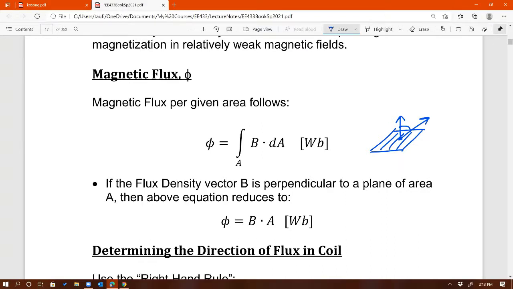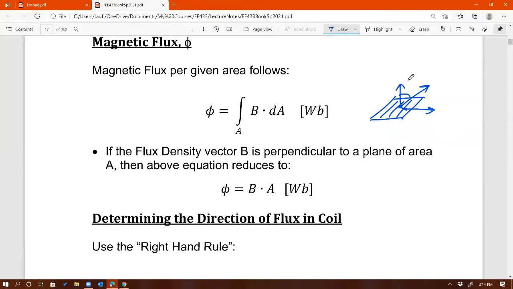Just like the field intensity with the current carrying conductor, the maximum strength happens when the angle is 90 degrees. So the maximum flux can be produced if the flux density and the area vector are perpendicular, 90 degrees. In that case, the amount of flux that flows through this area is equal to B times A. That is the maximum you can get if they are perpendicular. So this is A, the area vector, and this is the B vector.